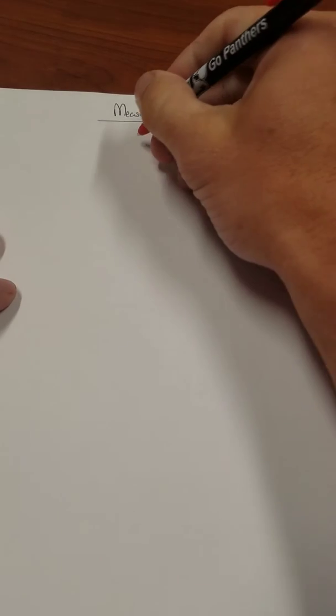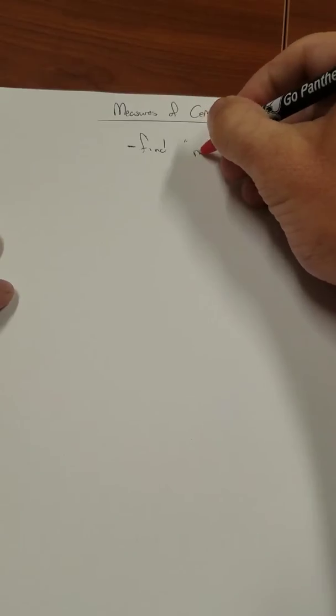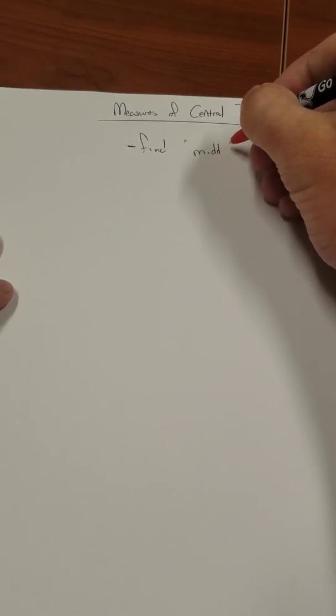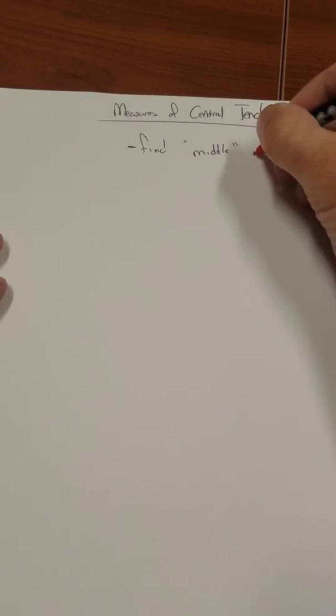Okay, starting off our stat unit with measures of central tendency. All right, measures of central tendency. So what this means is all the measures that find the middle, and I'll use middle in quotes there, of our data.